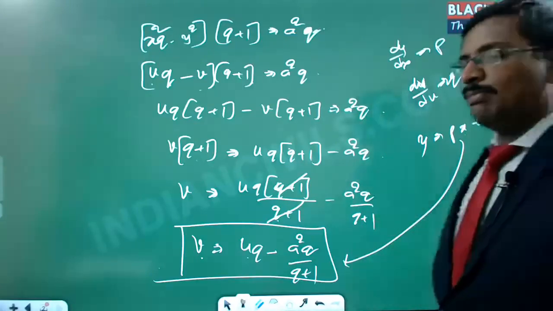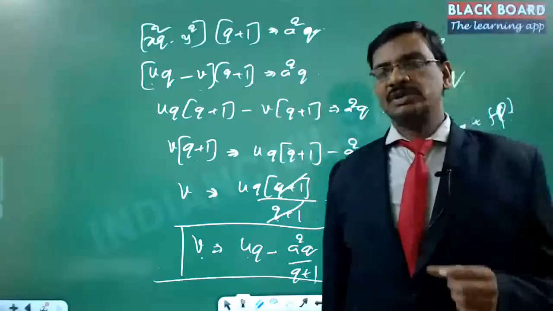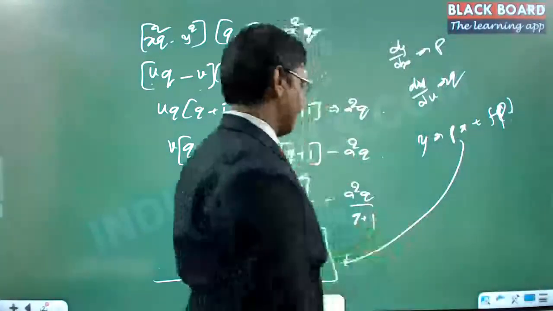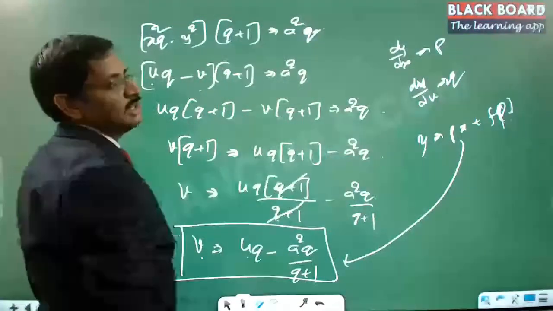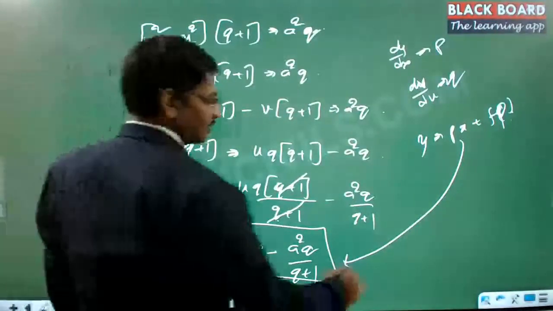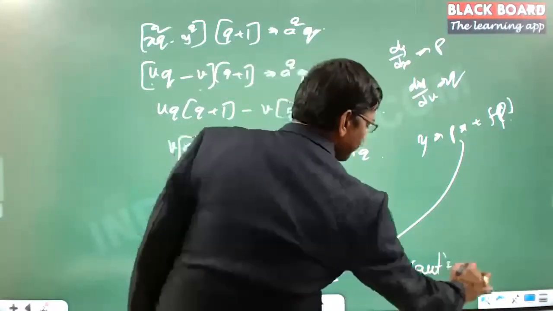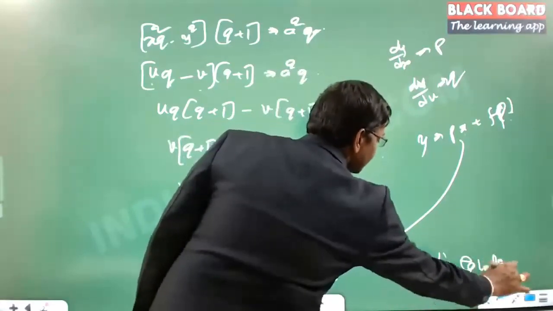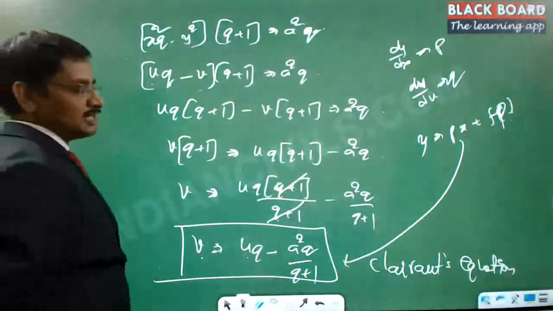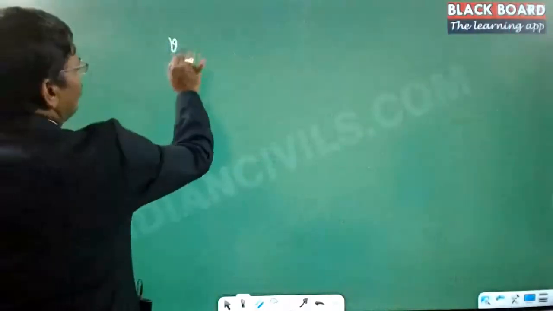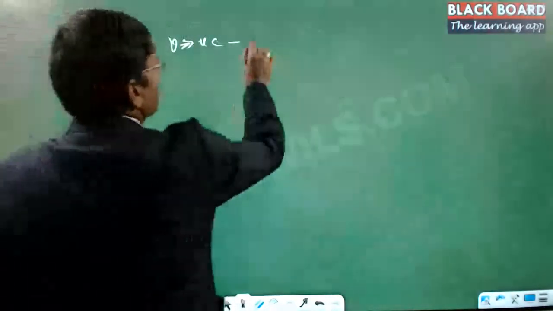So finally, by introducing y square is equal to v and x square is equal to u, we were able to bring the differential equation into the Clairaut's equation format. So this is the Clairaut's equation if you notice. So y is equal to px plus f of p format. So this is the Clairaut's equation. And for this Clairaut's equation, we can find the solution straight away by replacing q is equal to c as the solution directly. So the general solution is v is equal to uc minus a square c by c plus 1.